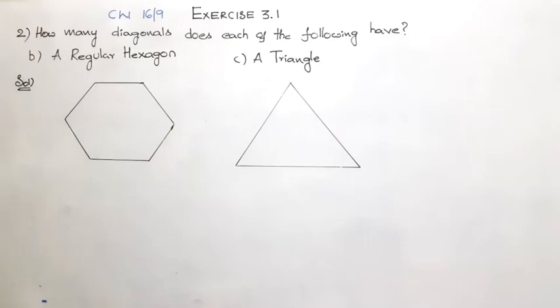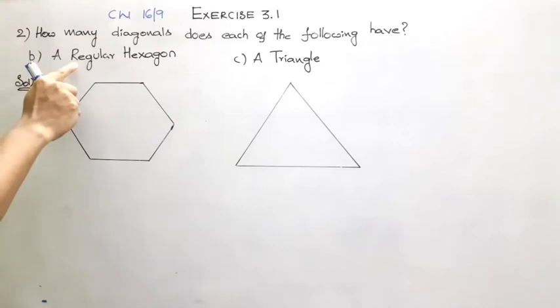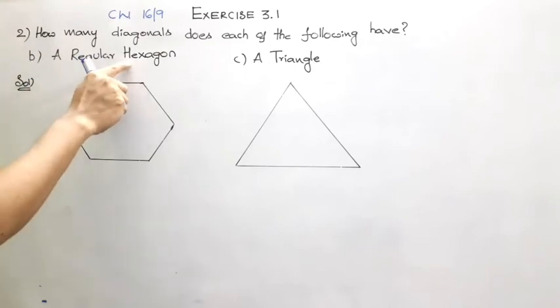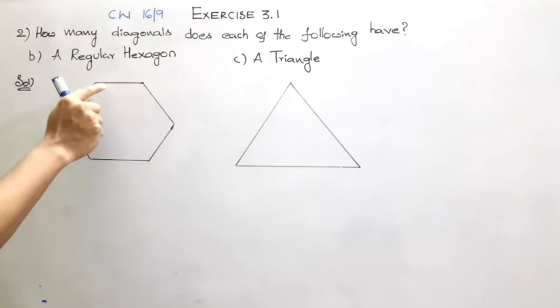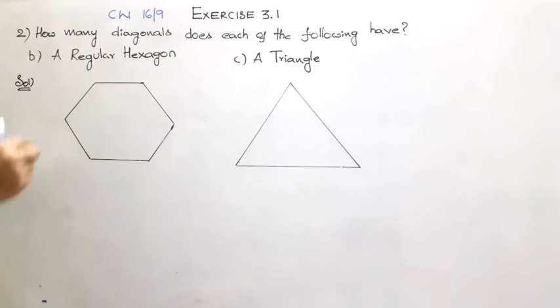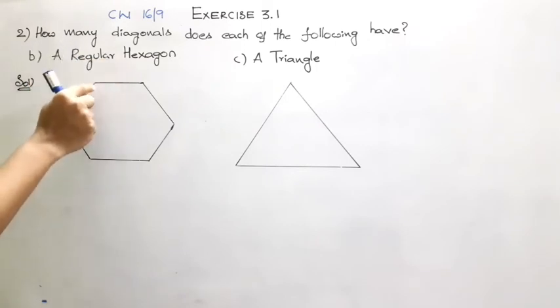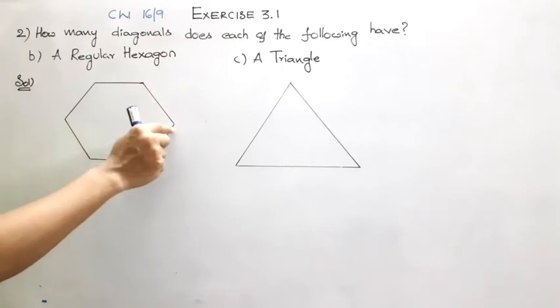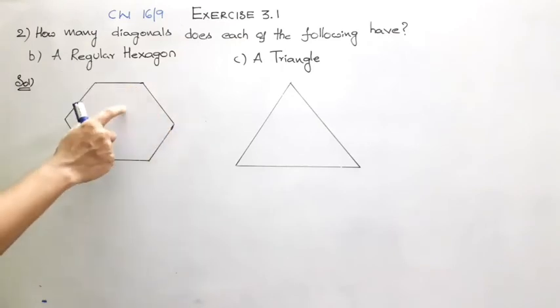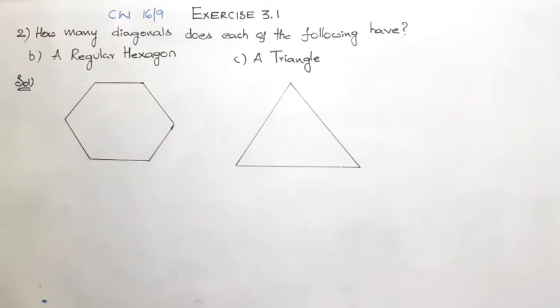The next figure for which we have to count the number of diagonals is a regular hexagon. As you know, a hexagon is a polygon which carries 6 sides: 1, 2, 3, 4, 5, 6. Here they clearly quoted it is a regular hexagon. Through this, we have to understand that the measure of the sides and the angles of the given hexagon will be equal. That means equilateral and equiangular. Such figures we call regular polygons.